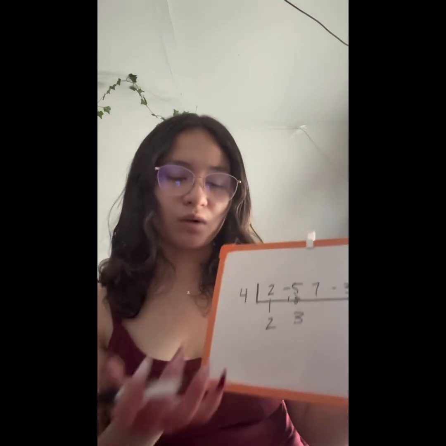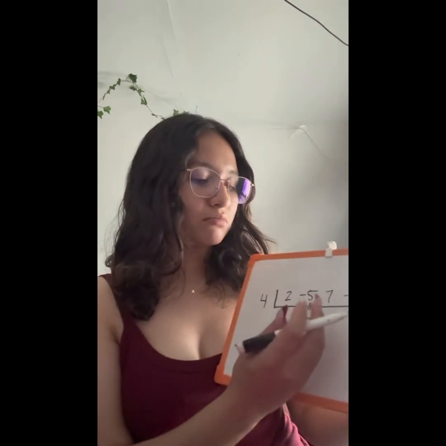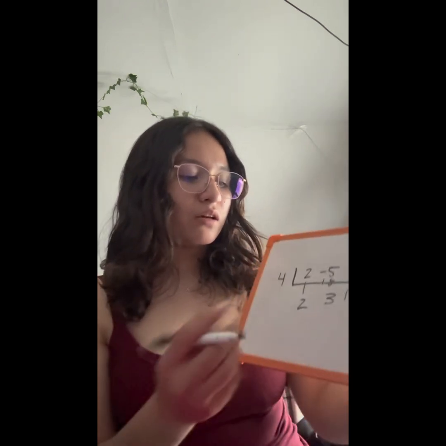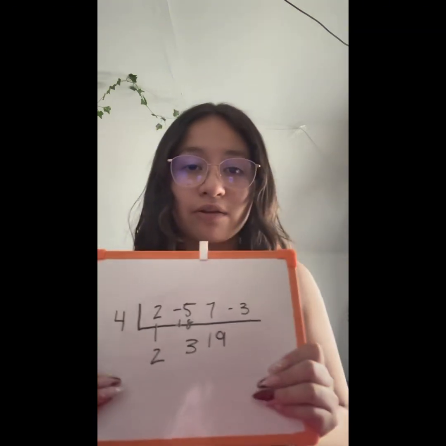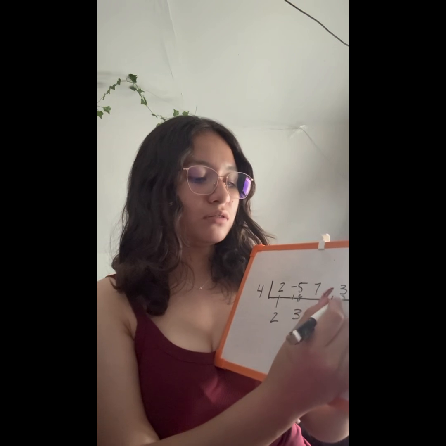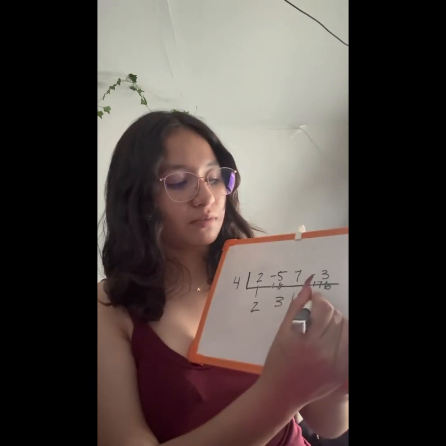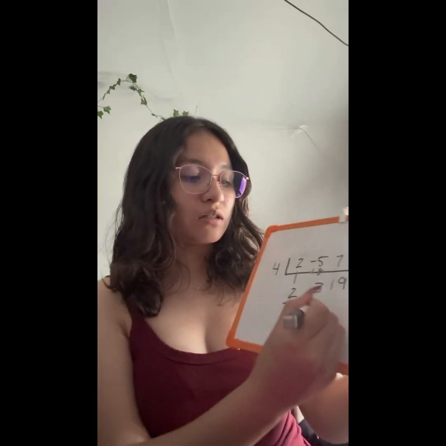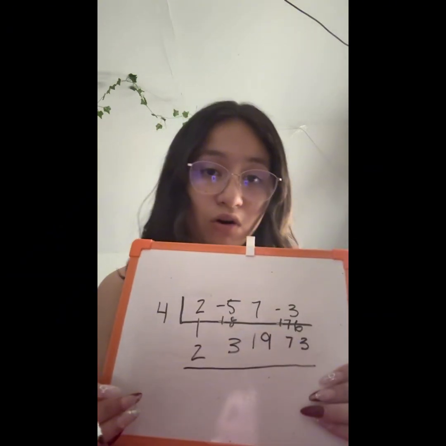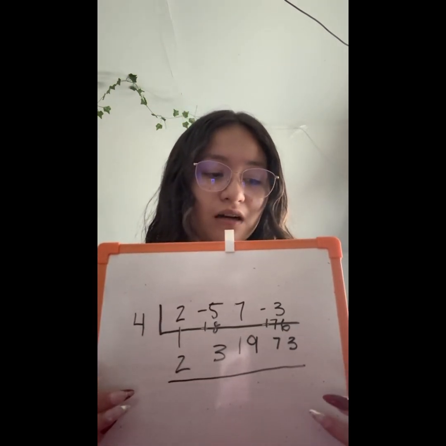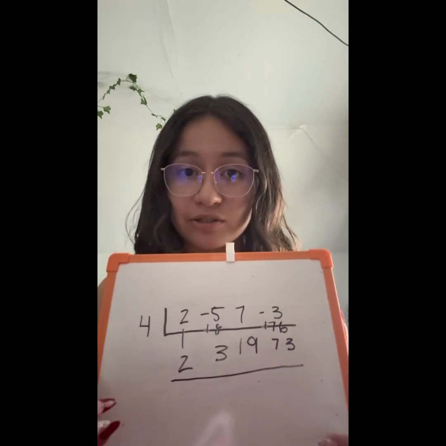3 times 4 is 12. 12 plus 7 is 19. 19 times 4 is 76. So that's 76 here, and that would be 73. So these are the coefficients to your new equation, or basically to your answer.